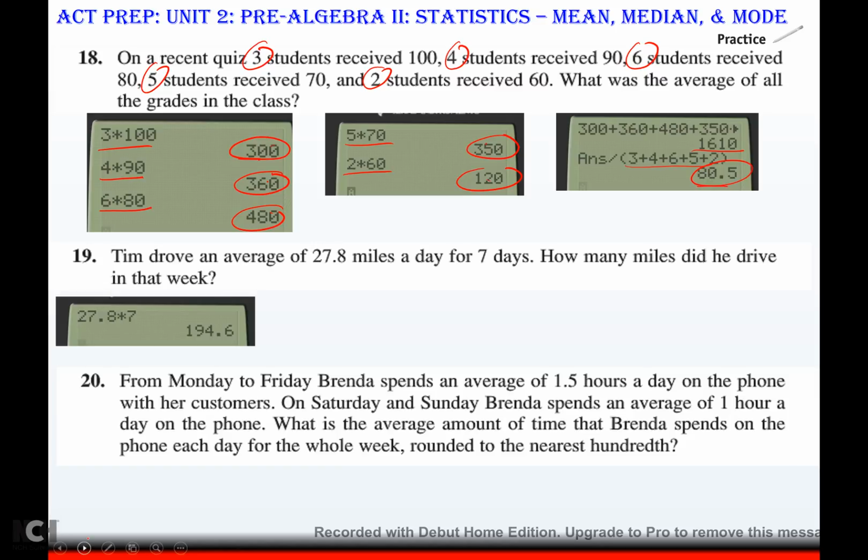19, Tim drove an average of 27.8 miles a day for 7 days. How many miles did he drive in that week? Well, if he drove an average of this for 7 days, multiply by 7, you get 194.6.